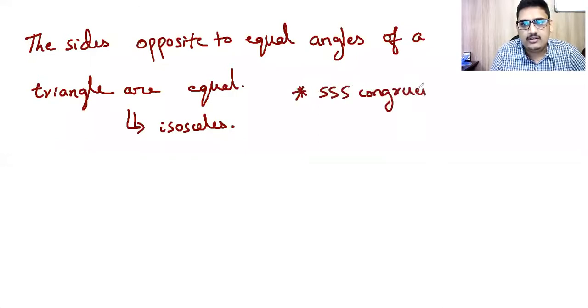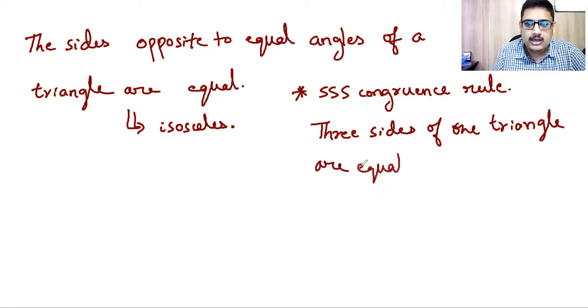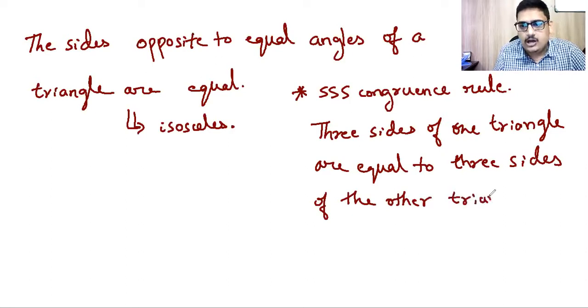Okay, SSS congruency rule. That means the three sides, it's very simple, the three sides of one triangle are equal to the corresponding three sides, or I can say three sides of the other triangle. That means all the sides of both the triangles must be equal to each other.